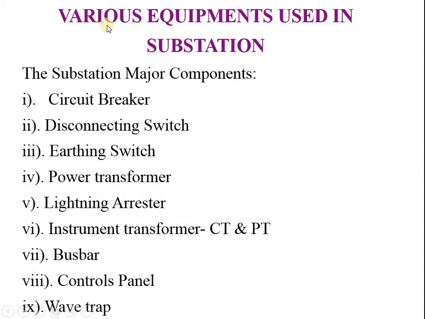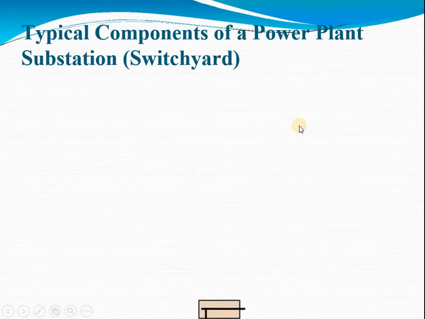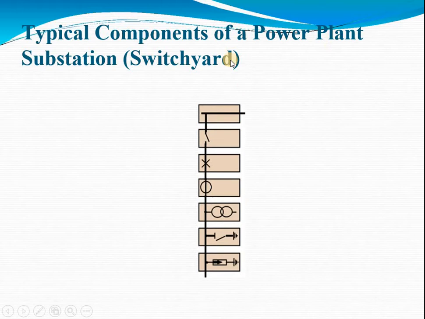Now these are the various components used in the substation. First, the circuit breaker, disconnecting switch, earthing switch, power transformer, lightning arrestor, instrument transformer, CT and PT, bus bar, control panels, wave trap. So these are the equipment and components we are using inside the substation. Typical components of a power plant substation.